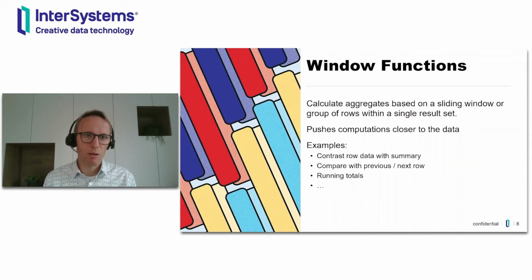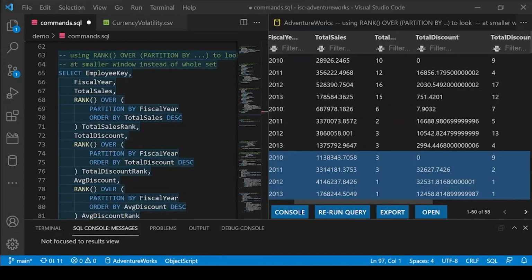A couple of other examples: contrast row data with summary. For example, if we had groups of sales guys, we could look at the averages per sales group in a single row. We could compare with the previous or next row. We could calculate running totals. Those are all examples of things you can do with window functions. Okay, so far so good.